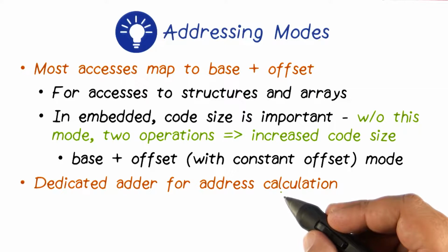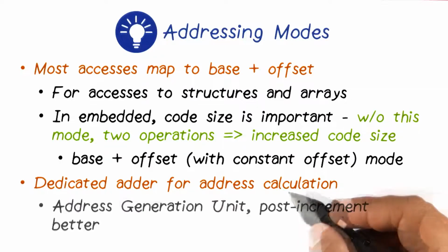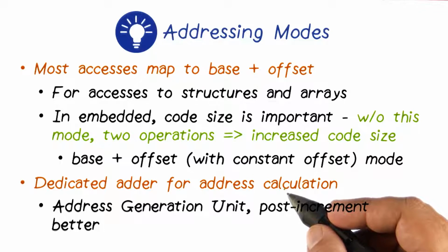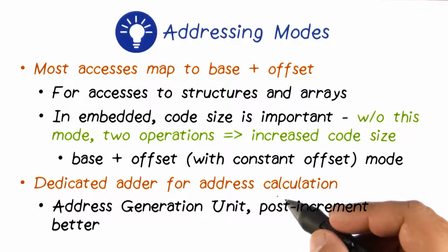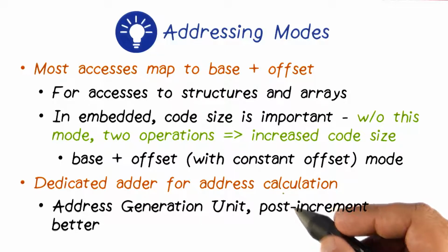Typically, in all embedded processors, there is a dedicated adder for address calculation. Typically, this address calculation is carried out in what is called an address generation unit, a specialized function unit dedicated for this job. And by putting these addresses which stream constantly through this address generation unit, exotic modes for addressing could be supported, such as post increment.